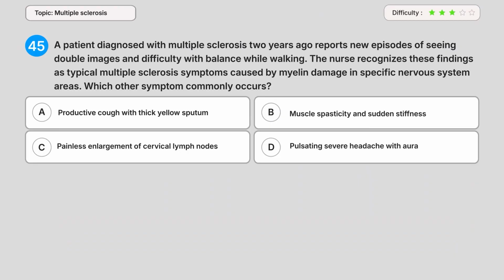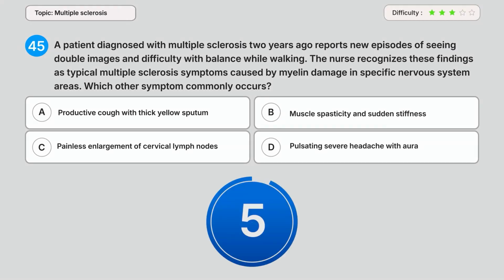A. Productive cough with thick yellow sputum. B. Muscle spasticity and sudden stiffness. C. Painless enlargement of cervical lymph nodes. D. Pulsating severe headache with aura. Do you know the answer?